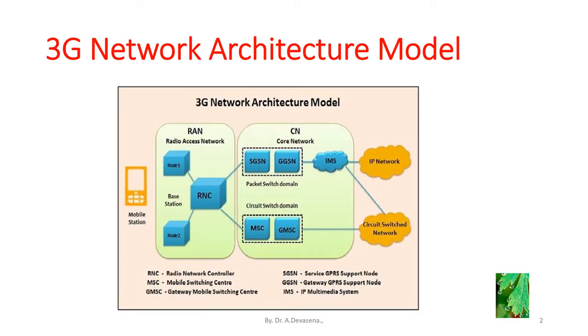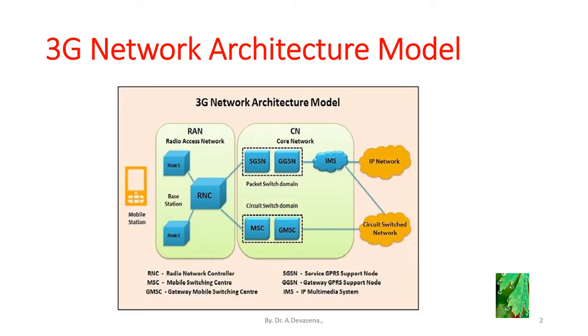This radio network controller is connected to the core network in two ways. That is, in two domains it is being connected. One domain is a circuit switch domain and the other domain is a packet switch domain. In the circuit switch domain, we have mobile switching center block and gateway mobile switching center block.